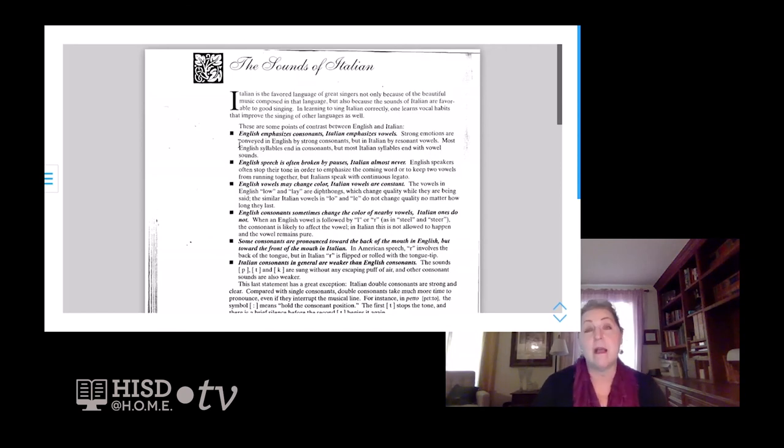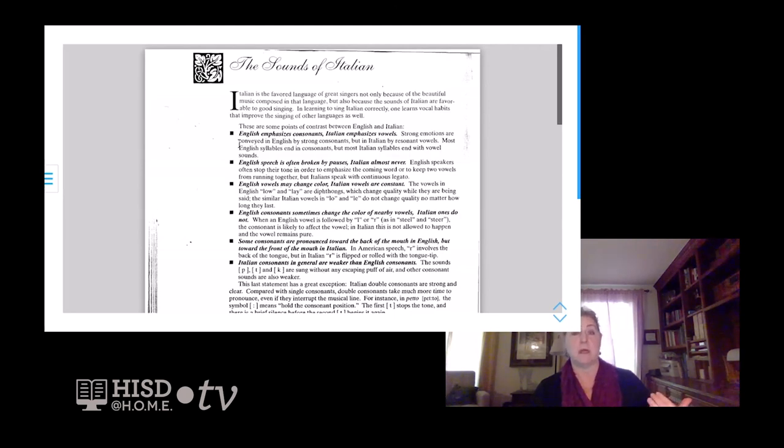So our emotion in English is delivered through strong consonants, but in Italian, our emotion is delivered through resonant, big, beautiful vowels. Most English syllables end in consonants, and so we give a punch, often a button, on the end of our words. But in Italian, we end with a vowel sound. And when a word ends in a vowel, and is followed by a word that begins with a vowel, we have a connection between them, a legato connection.